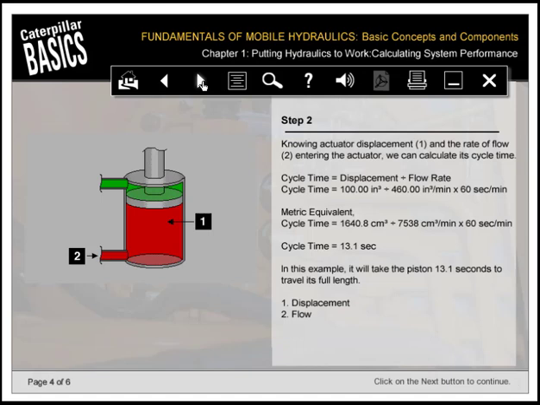Or in metric equivalent, cycle time equals 1,640.8 centimeters cubed divided by 7,538 centimeters cubed per minute times 60 seconds per minute. The cycle time equals 13.1 seconds. In this example, it will take the piston 13.1 seconds to travel its full length.